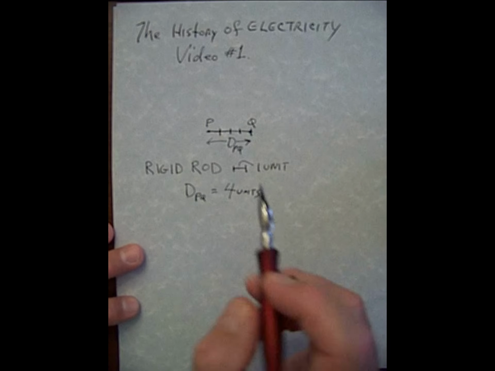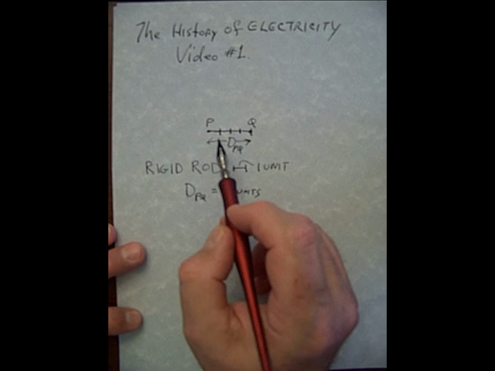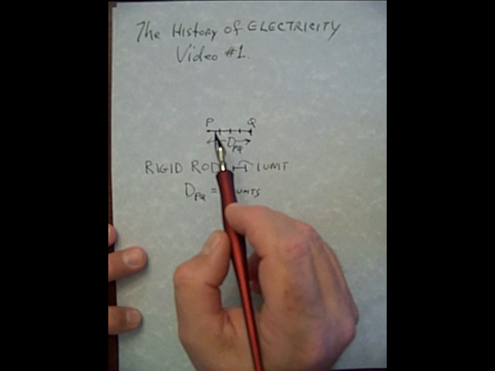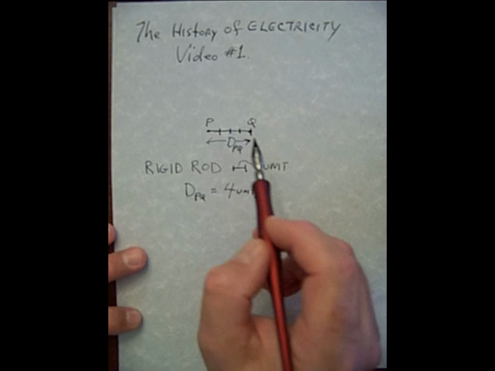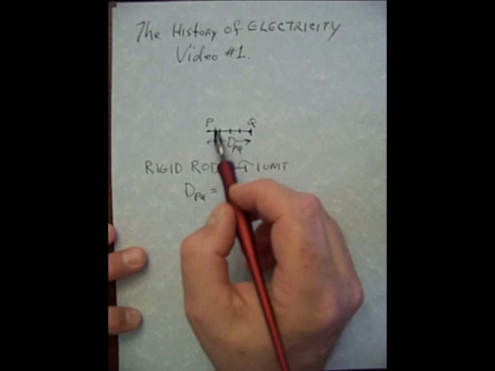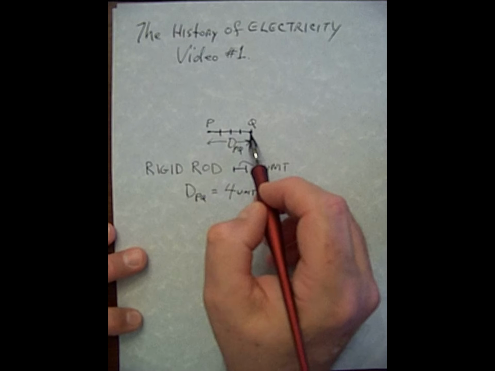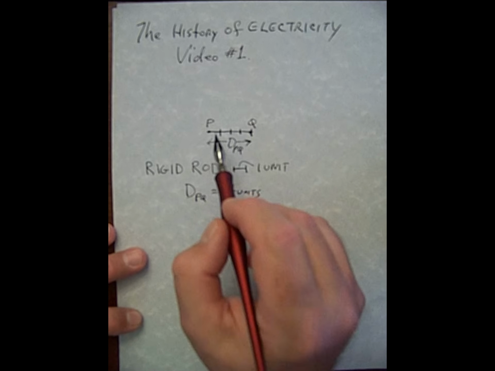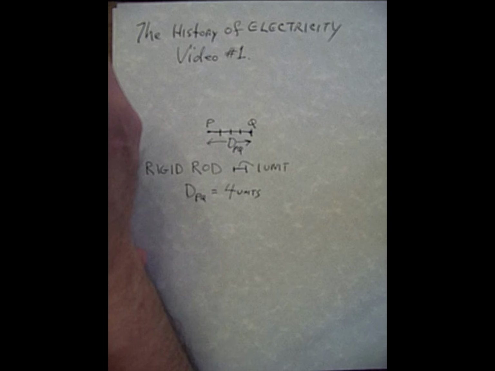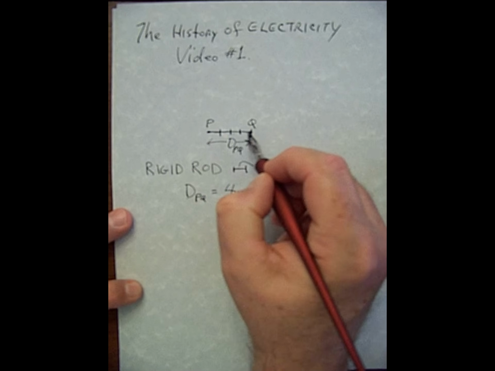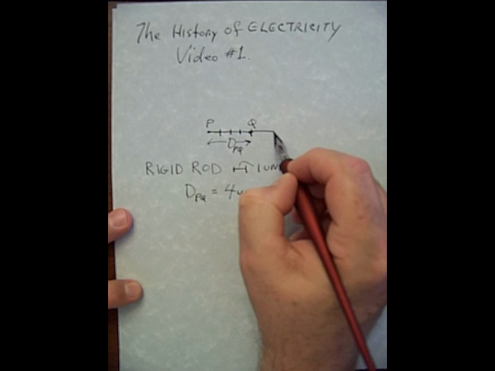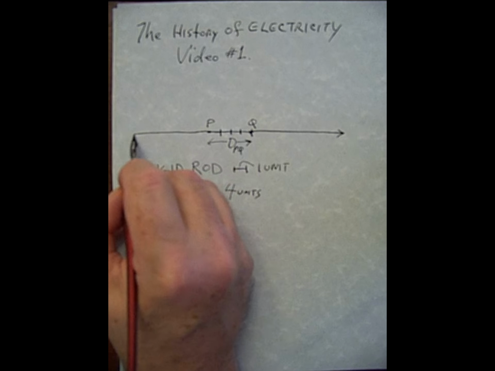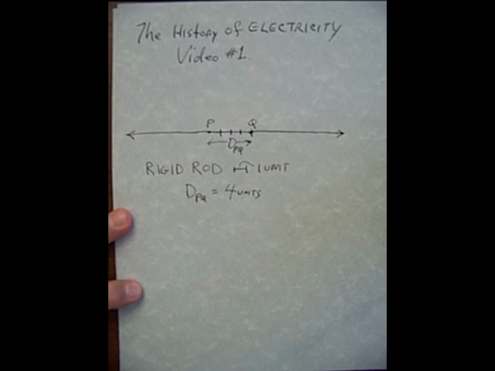What else can I do? Well, see, now that I've got P and Q and a line between them, I'm now in a one-dimensional universe. I have dimensionality. I have one dimensionality. I have length. I have distance between P and Q. So what I can do now is extend this line to infinity in both directions.